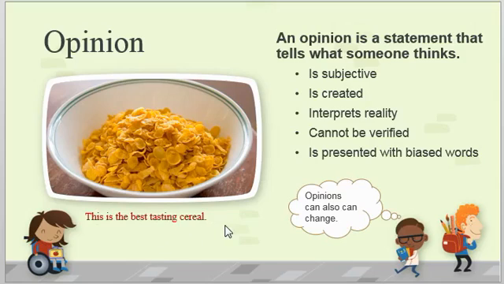We've gone from a fact, this is a bowl of dry cereal, to explaining what we think or feel about the cereal. Opinions cannot be verified. That means they can't be proven. It's hard to prove that this is the best tasting cereal. We'd have to eat a lot of cereal to prove it. Opinions are presented with biased words. Here we have the word best. That would change the fact that it's cereal and make it an opinion about the way it tastes. Opinions can always change.